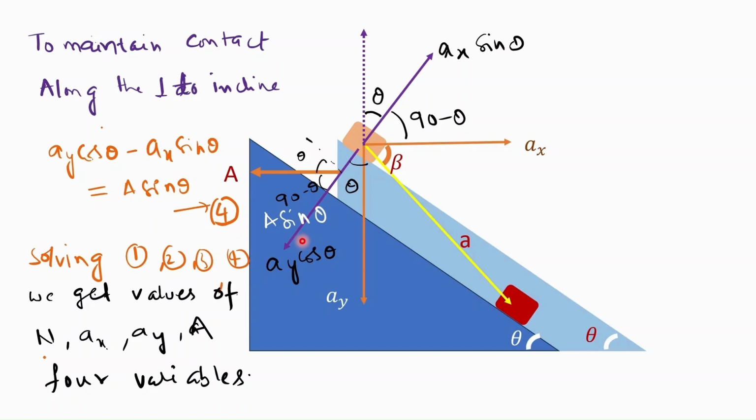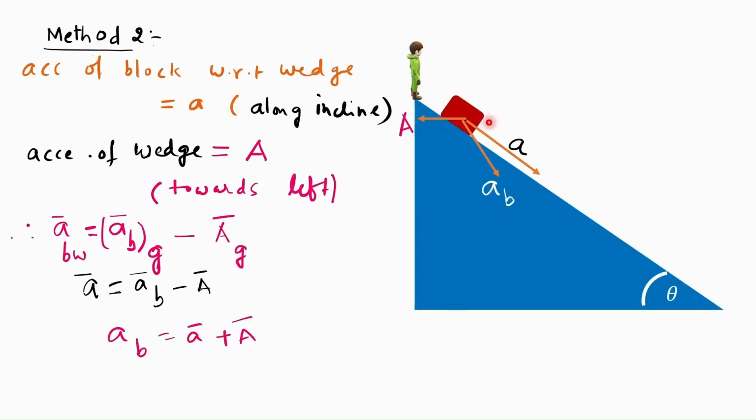This is one method. Now, in method 2, we consider that the acceleration of the block along the inclined surface is a with respect to the wedge. But the acceleration of the wedge is A. In which direction? Towards left. Therefore, the block has two accelerations. One is small a, other one is capital A. Small a is the acceleration of this block with respect to the wedge. Capital A is the acceleration of the block since it is placed on the wedge. Then the resultant acceleration of this block, AB, can be written as acceleration of the block with respect to the wedge plus acceleration of the wedge.